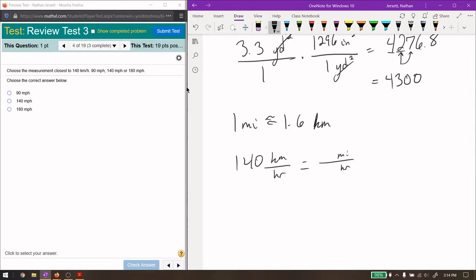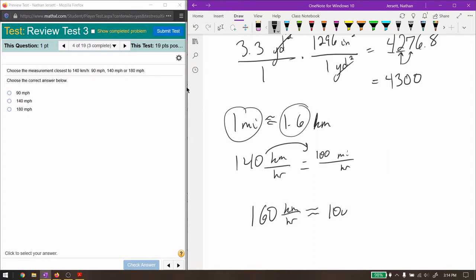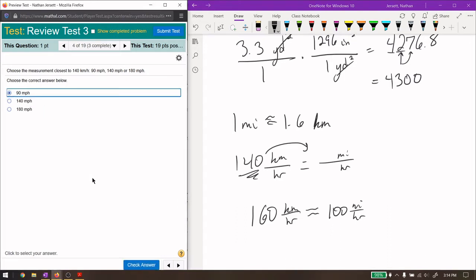We know it's going to be smaller than that because 1.6 kilometers is larger than 1 mile. So to go backwards, we have to go smaller. You could say like 100, right? If this was 160 kilometers per hour, then we could say this is approximately 100 miles per hour. That's because we have 1 and 1.6. So if this is 1.4, this is going to be less than 100. And actually, the only thing less than that is going to be 90. That's the only reasonable guess.